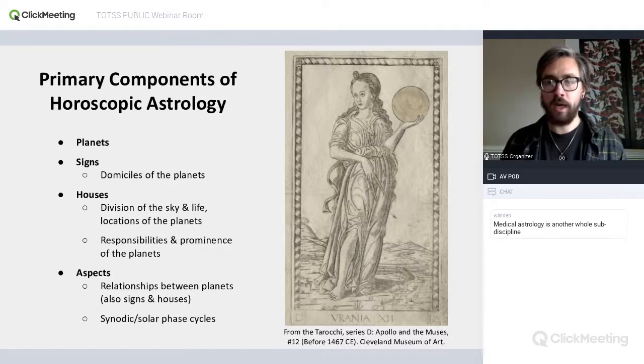But the domicile, or dwelling place, of the planets. Each one of the signs is essentially owned by one of the planets, and one of the planets lives there and controls that house and has a kind of dominion or lordship over that place. But the planets move around, and they're often found in each other's domiciles, and then we interpret all of that.